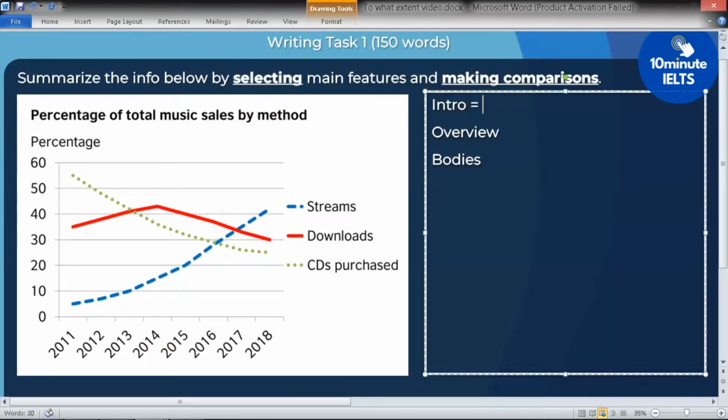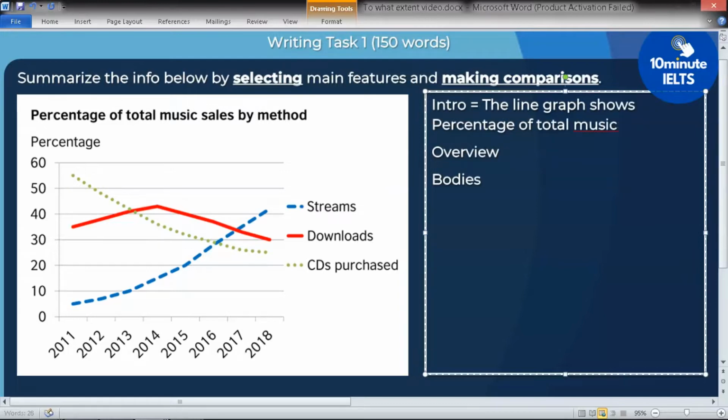The introduction generally isn't part of the word count because it doesn't answer this task, so get it done as quickly as possible. You could state the type of graph by saying the line graph shows percentage of total music sales by method. A lot of students are told that they need to paraphrase. That only applies to writing task 2. I repeat, paraphrasing and vocabulary apply to writing task 2, not to writing task 1. Writing task 1 is about accuracy, analysis, and your ability to prioritize by selecting main information, not paraphrasing. You could just end this with there are 3 categories, and that will do for the intro.